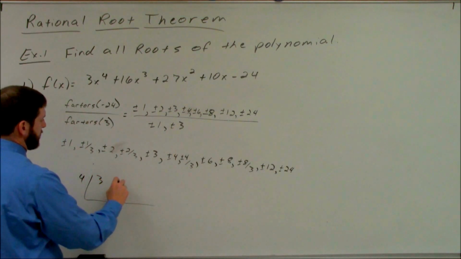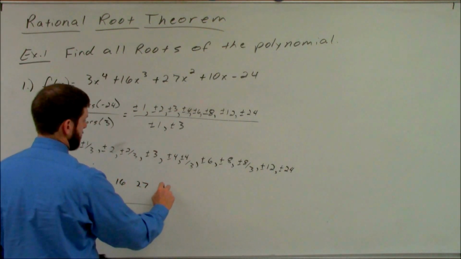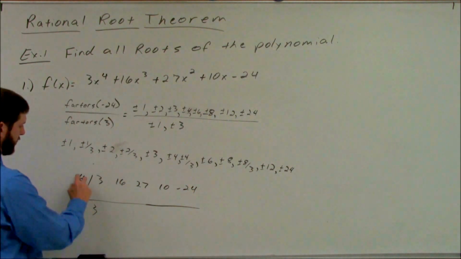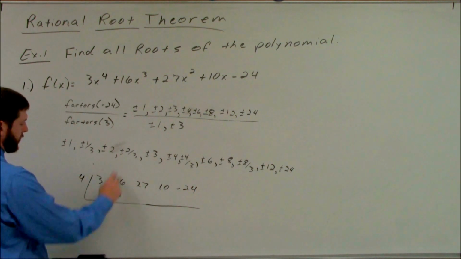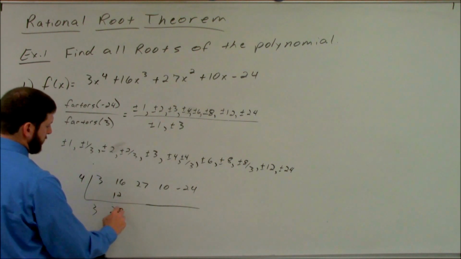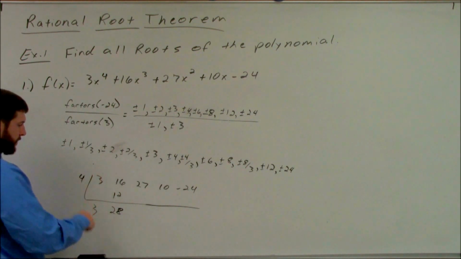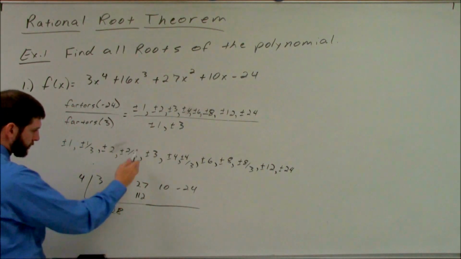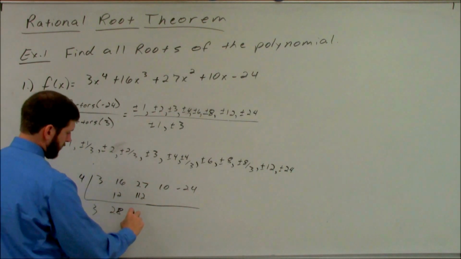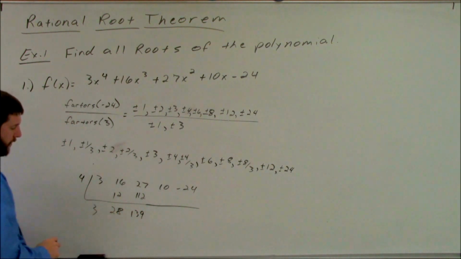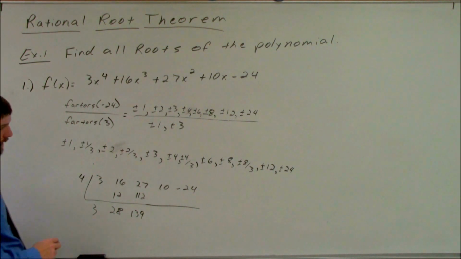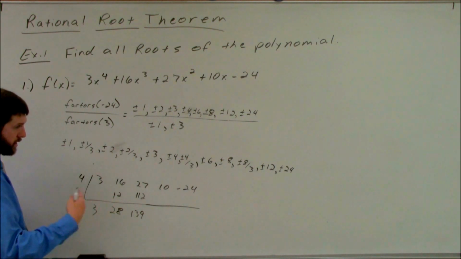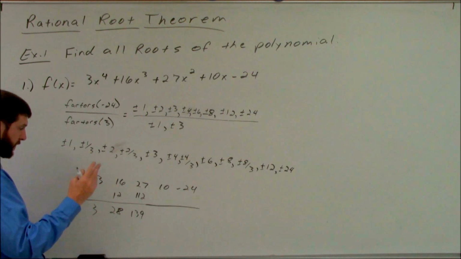So if I go 3, 16, 27, 10, negative 24, bring down my 3, 4 times 3 is 12. Add 16, I get 28. 4 times 28 is 112. Add that up, I'm going to get 139. 4 times 139 is 556, and so on.